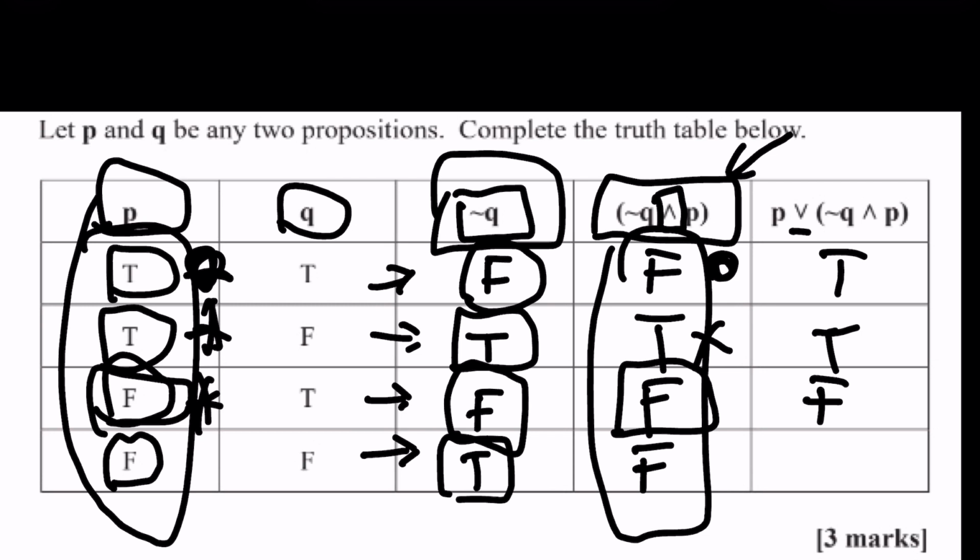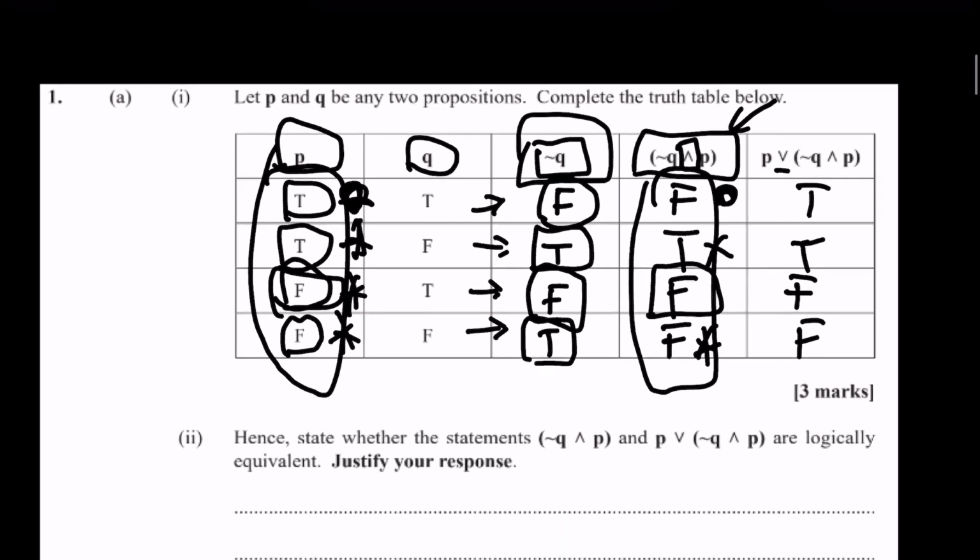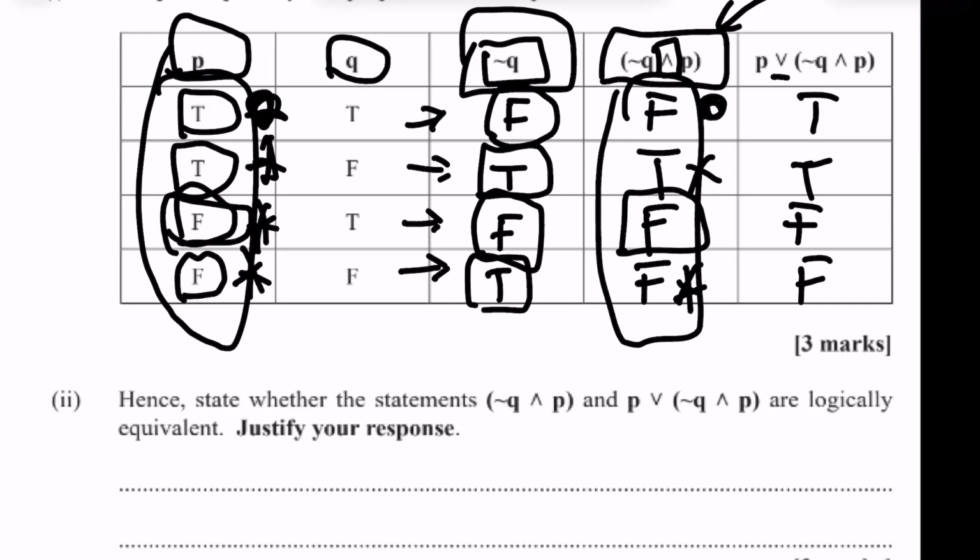And for the fourth row, we have F and F again, which is also going to be false because we need at least one to be true. And yeah, so that's what we have. So we just got our 3 marks like that very easily. And now they're saying, hence, state whether the statements negation of Q and P and negation of P or negation of Q and P are logically equivalent. So what do we do now?